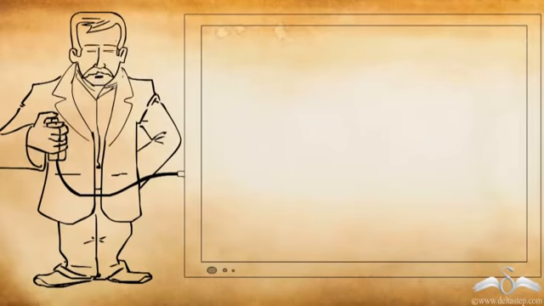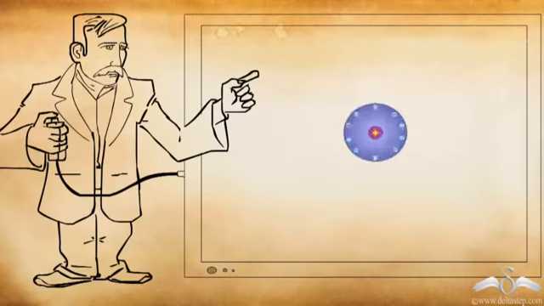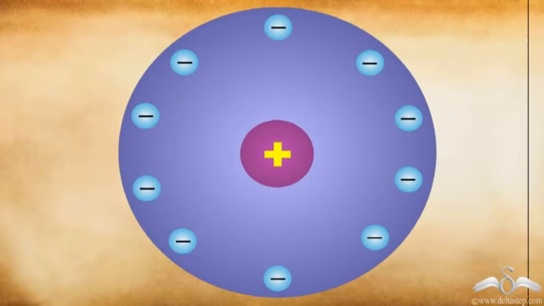Ernest Rutherford had given his structure of atom, known as Rutherford's model of atom, in which he explained that most of the space in an atom is empty, the entire mass and the positive charge is concentrated in the center of the atom, known as nucleus, and the electrons revolve around the nucleus in this empty space.